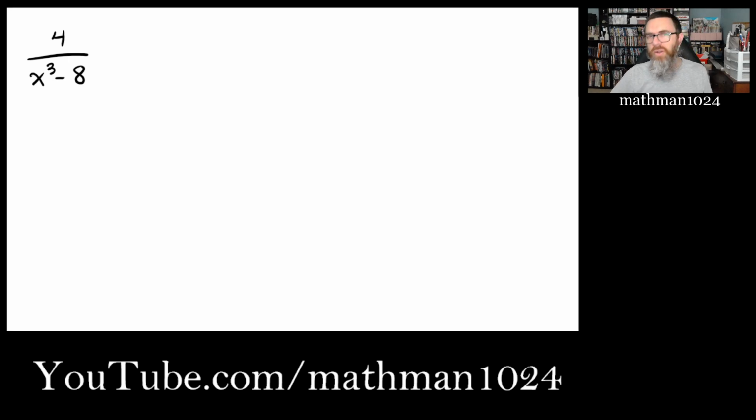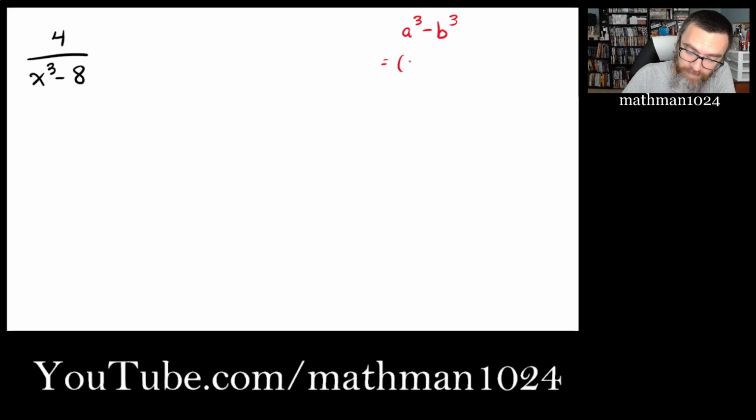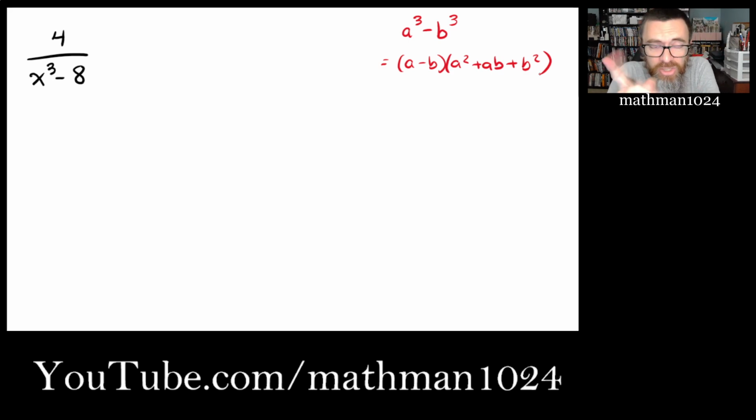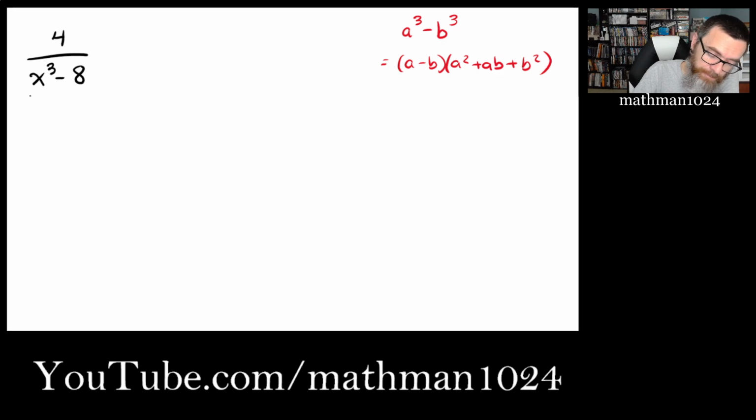All right, so here is a fraction that we want to do partial fraction decomposition on. Now, I haven't said anything about what to do if it's a cubic factor, right? But remember this from days long gone, that if you have the difference of two cubes, this will factor as a minus b times a squared plus ab plus b squared. So we're going to use that to factor this denominator.